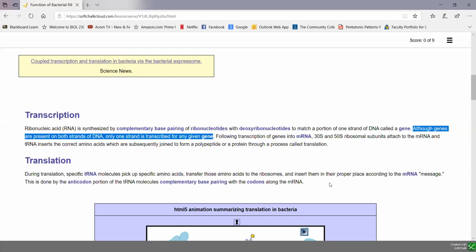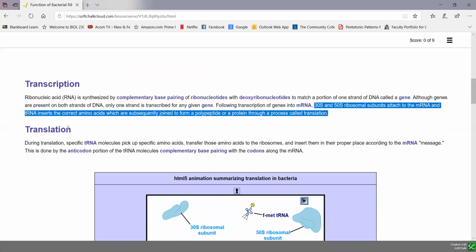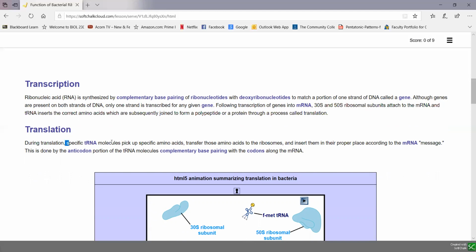Following transcription of genes into messenger RNA, 30S and 50S ribosomal subunits attach to the messenger RNA, and then transfer RNA inserts the correct amino acid to form the right polypeptide or protein through the process called translation. So during transcription, the gene is copied into complementary messenger RNA in terms of protein synthesis. Then during translation, which means to translate the messenger RNA message, specific transfer RNAs pick up specific amino acids.